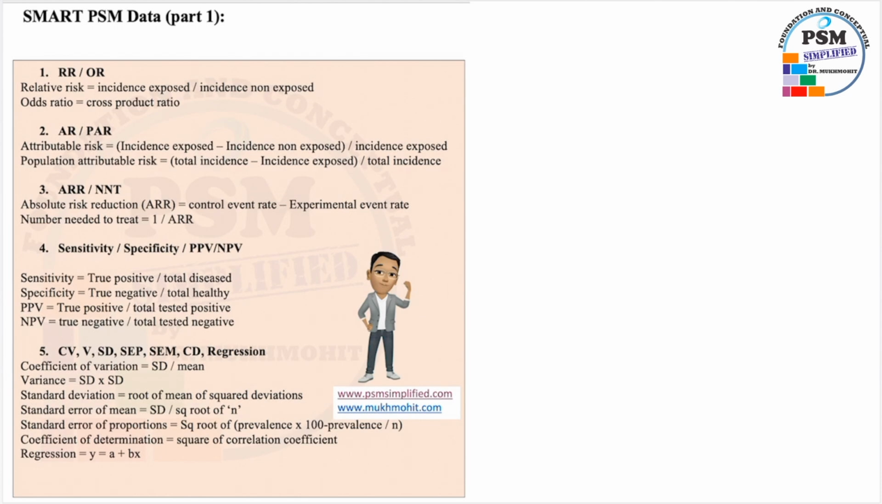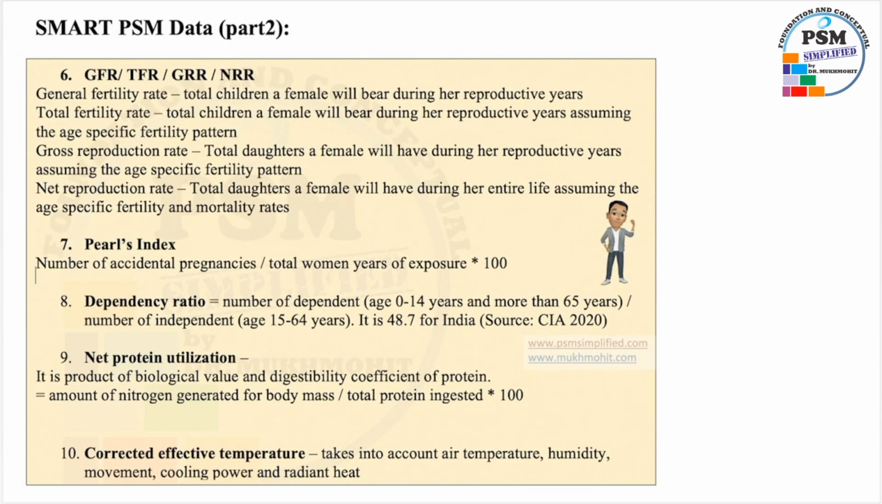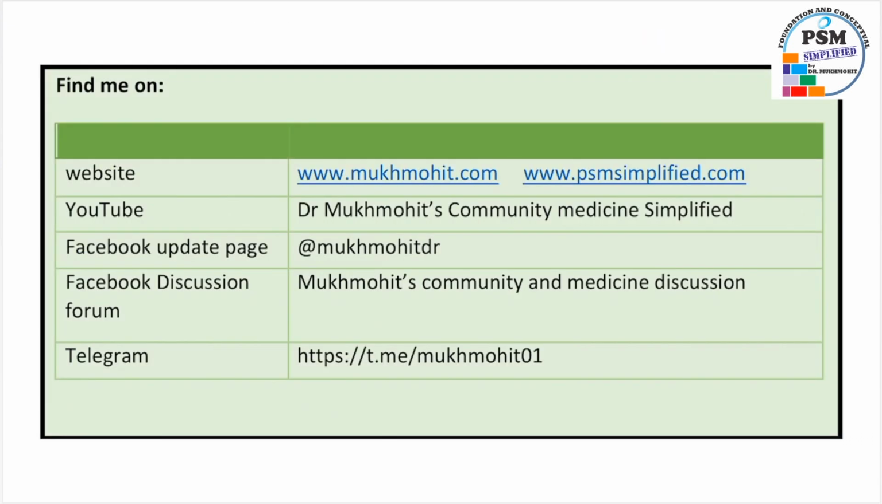Smart PSM data number 1: the formulas which have been very frequently asked of me on various social media platforms. Please remember, I have made a list of formulas for you. From biostatistics, you can remember sensitivity, specificity, number needed to treat, attributable risk, population attributable risk. About demography, very important, this is a high yield topic: GFR, TFR, GRR, NRR, Pearl's index, dependency ratios, net protein utilization, corrected effective temperatures, and all.